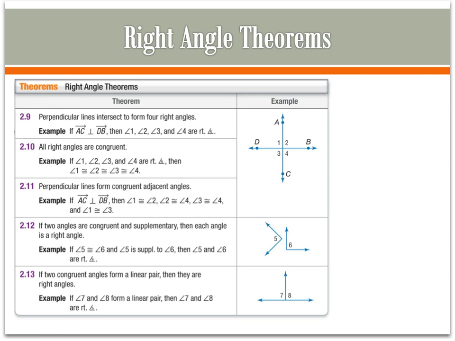And the last page of notes that you have are all the right angle theorems. And these are all different theorems related to right angles. Perpendicular lines intersect to form 4 right angles. All right angles are congruent. Perpendicular lines form congruent adjacent angles. If 2 angles are congruent and supplementary, then each angle is a right angle. And if 2 congruent angles form a linear pair, then they are right angles. These are all different reasons that you can use within your proofs.